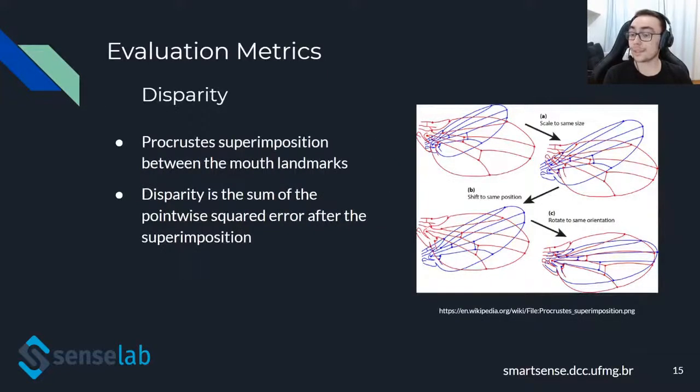The second evaluation metric proposed is called disparity. We use a Procrustes superimposition to align both sets of landmarks, and the squared error after the transformation is the disparity. With this metric, we can measure how different are the shapes of the ground truth and generated mouth.